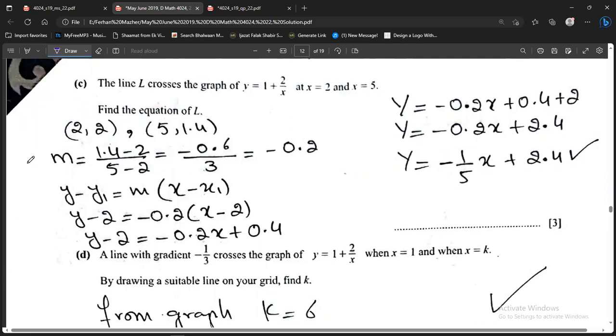Then I will apply the formula for the line, y minus y1 equals m bracket x minus x1. I will take the point (2, 2) for x1 and y1, and m will be substituted with minus 0.2. So you have y minus 2 equals minus 0.2 bracket x minus 2. So y minus 2 equals minus 0.2x plus 0.4, so y equals minus 0.2x plus 0.4 plus 2, and y equals minus 0.2x plus 2.4. Minus 0.2 means minus 1 by 5. So y equals minus 1 by 5 x plus 2.4.